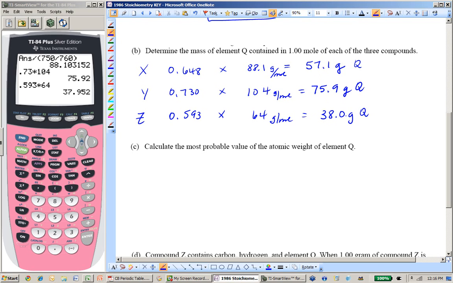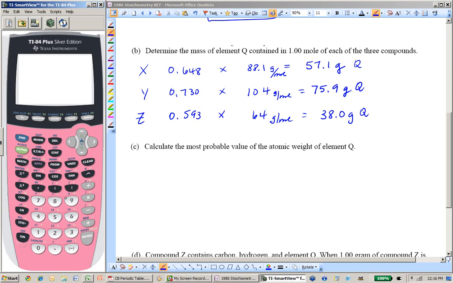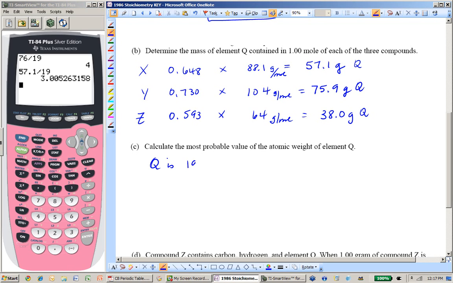So the next logical thing to do is go the other direction and say, okay, what if there are 2 Q's there? So 1 Q would have weighed 19. So let's see if that works. And this is trial and error, but this is thinking logically. 38 divided by 19 would be 2. So 76 divided by 19 is also going to work and be 4. And then 57.1 divided by 19 comes out 3. Okay, that's nice. So I'm now convinced that Q is 19. So Q is 19 grams per mole.